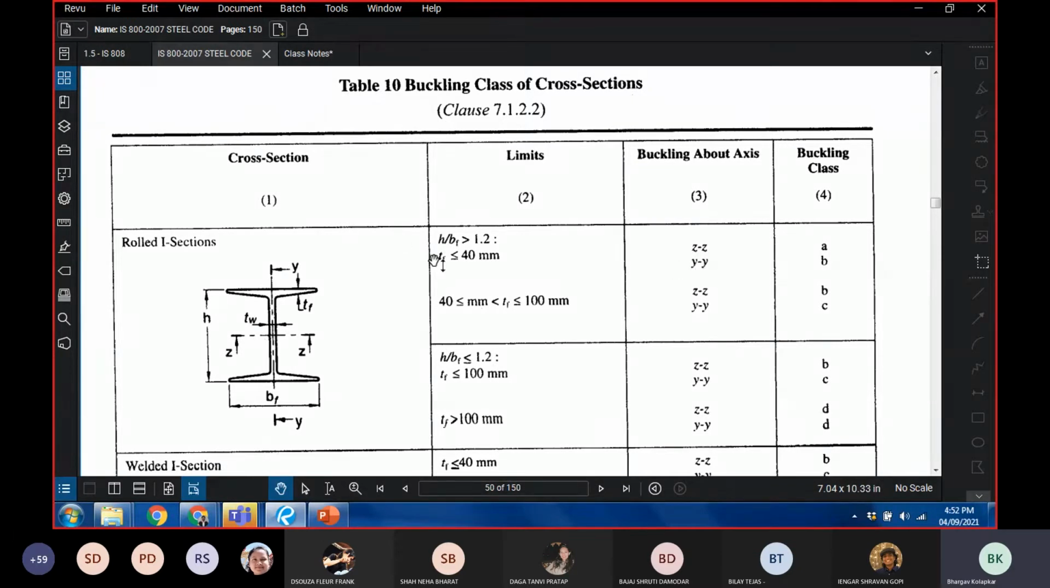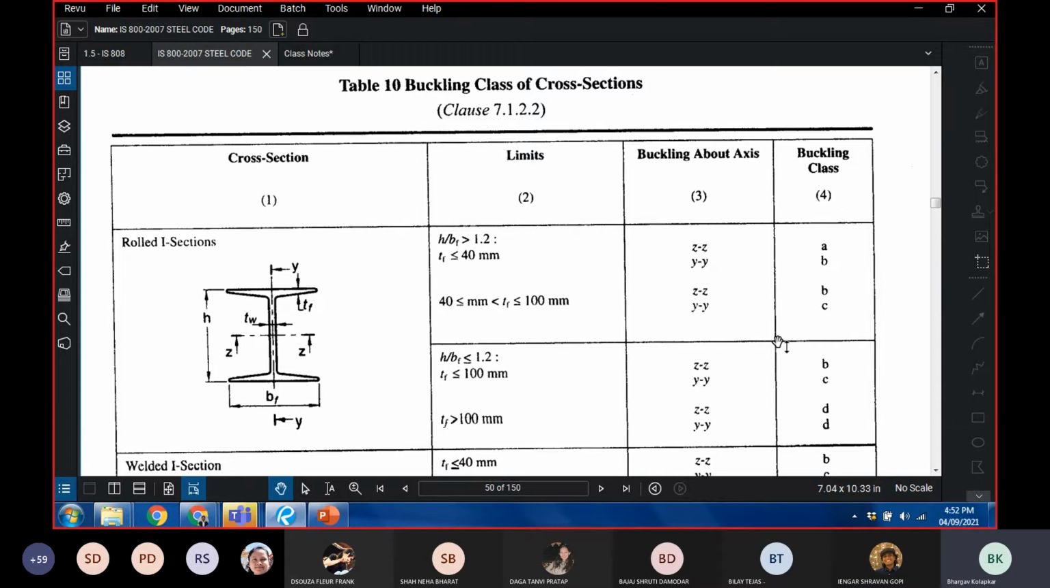If the first condition is met and the thickness of the flange is somewhere between 40 and 100 mm, then the buckling class is B about Z axis, and the buckling class is C about Y axis. Now, if this is too much information to take in, let me relieve you by saying that you will get this table in the examination. You can refer to this table while determining the buckling class.